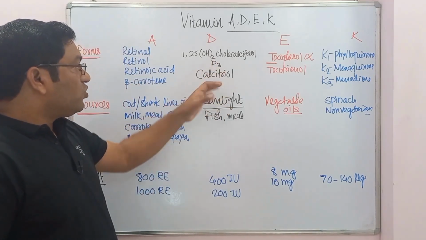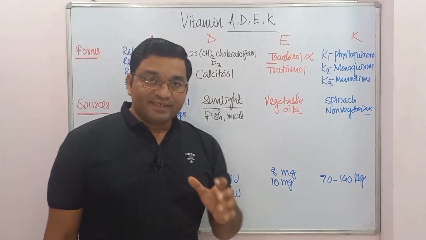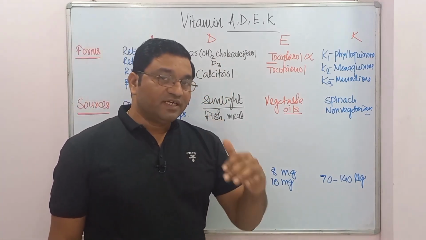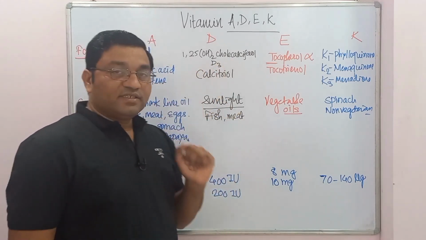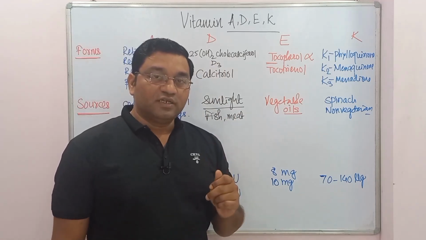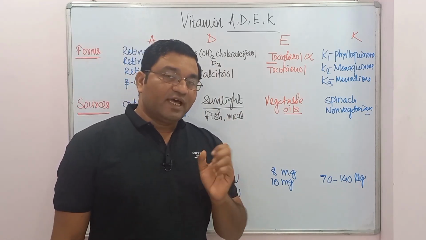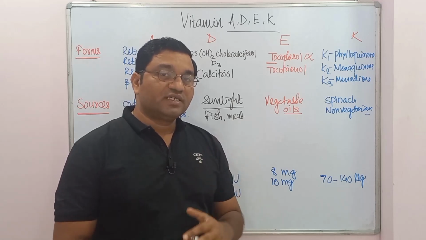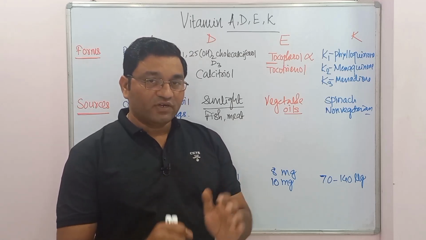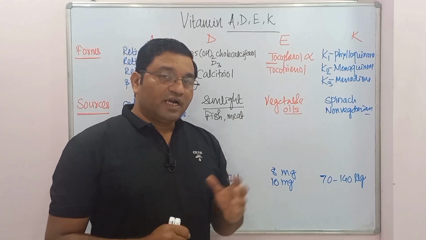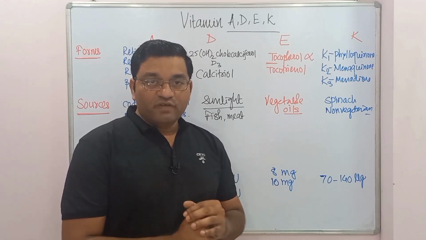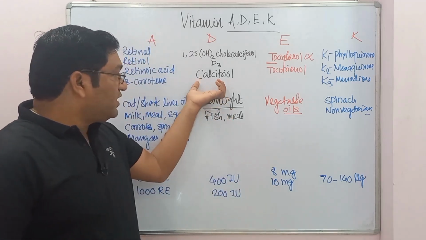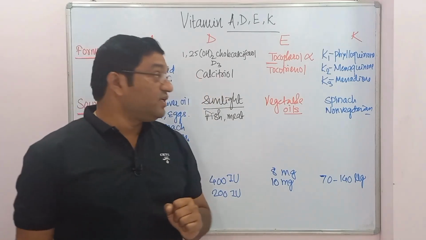Vitamin D, its important form is calcitriol. 7-dehydrocholesterol is converted into cholecalciferol in the skin. Then in the liver, with the action of 25 hydroxylase, it is converted into 25 hydroxycholecalciferol, and in the kidney it is converted into 1,25 dihydroxycholecalciferol, that is calcitriol, the important and active form of vitamin D.